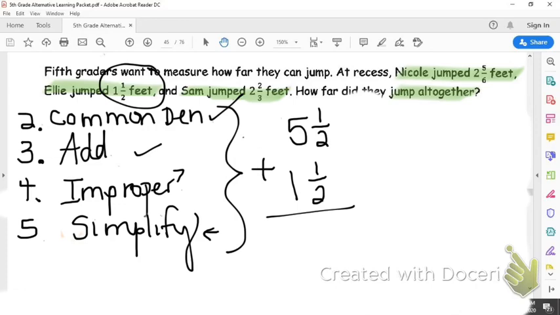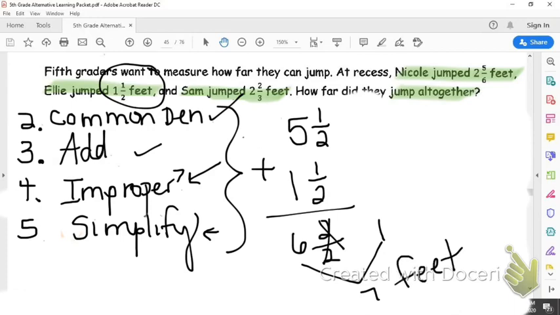Add. Okay, 1/2 plus 1/2. 2 halves. 5 plus 1 is 6. All right, 6 and 2 halves. Think about it. What is that equivalent to? Well, we ended up with an improper fraction here. So, 2 divided by 2 is 1. That makes this equivalent to 1. 7 whole feet altogether.